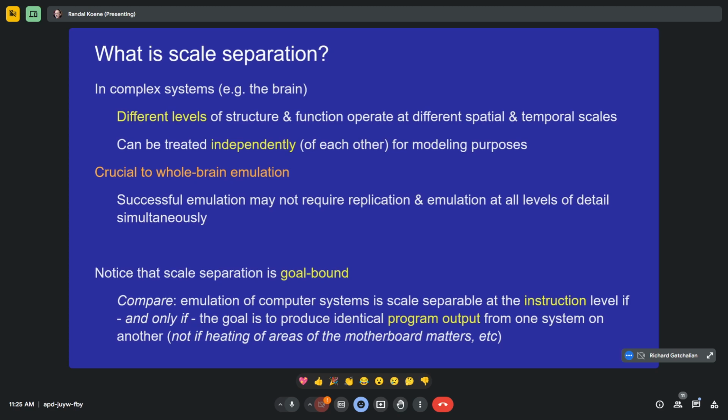Take the example of emulation between computer systems, say a Mac on a PC or something like that. As long as program output is the goal, so you want to get the same output when you're running a program, then the instruction level will be sufficient. But if timing or physical effects on the computer matter a lot, like say where it's heating up or something like that, then that's a whole other kind of emulation.